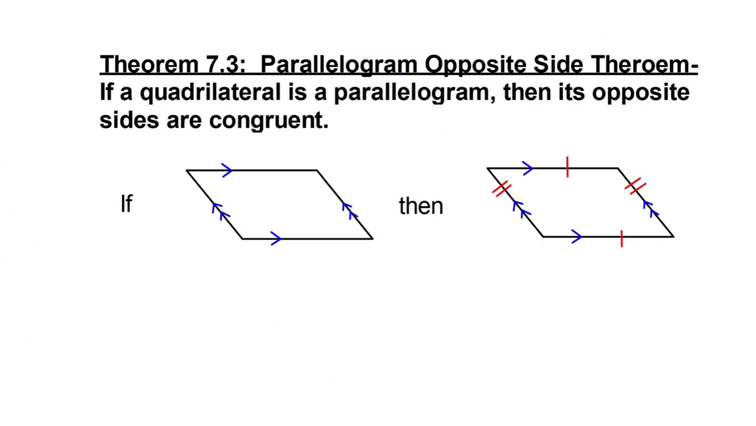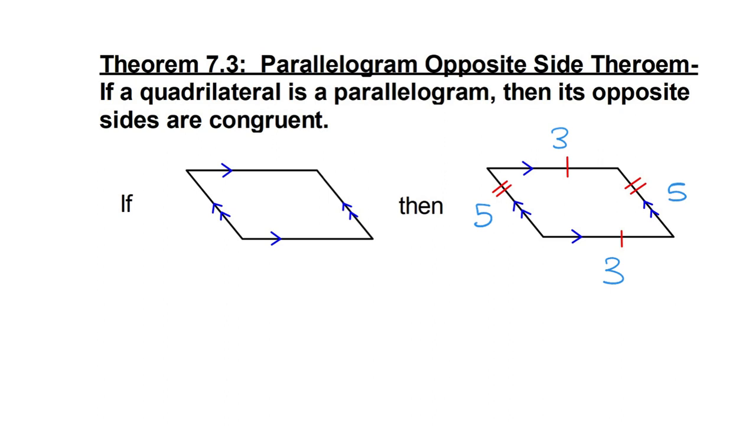So as we progress through this unit, we're going to learn other theorems. So then you'll have other calculations that you will have to do. So as you can read, this theorem is called the parallelogram opposite side theorem. It says if a quadrilateral is a parallelogram, so you already have to know that it's a parallelogram, then its opposite side lengths are going to be congruent. Okay, so if this one had a length of 3, this one would have a length of 3. If this one had a length of 5, this one would have a length of 5.